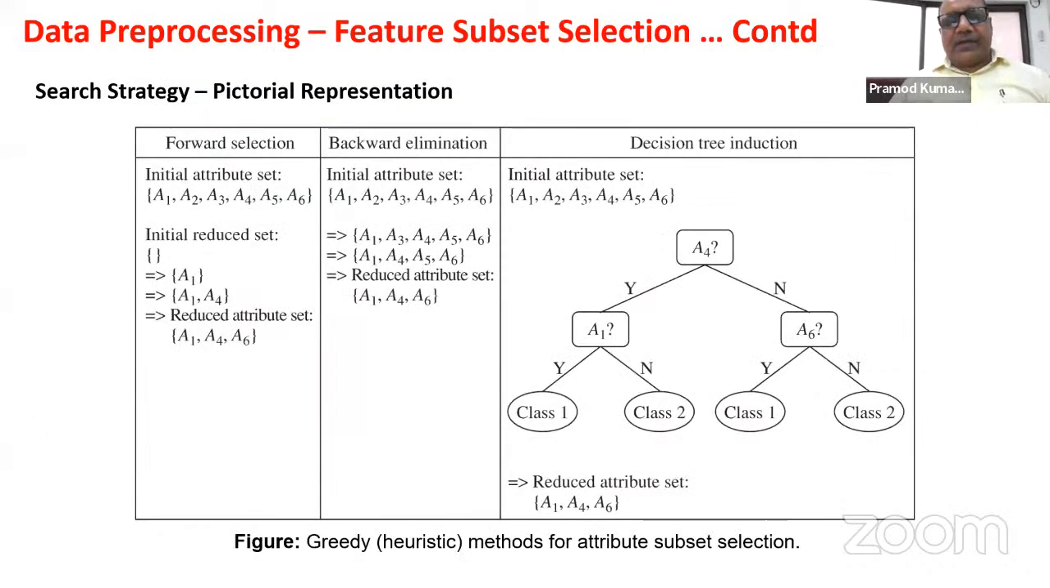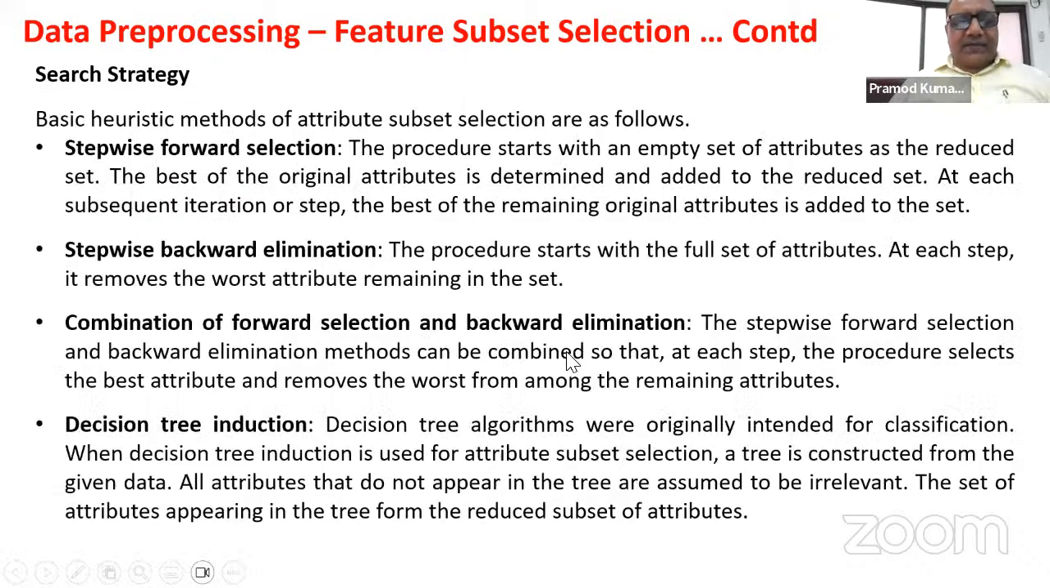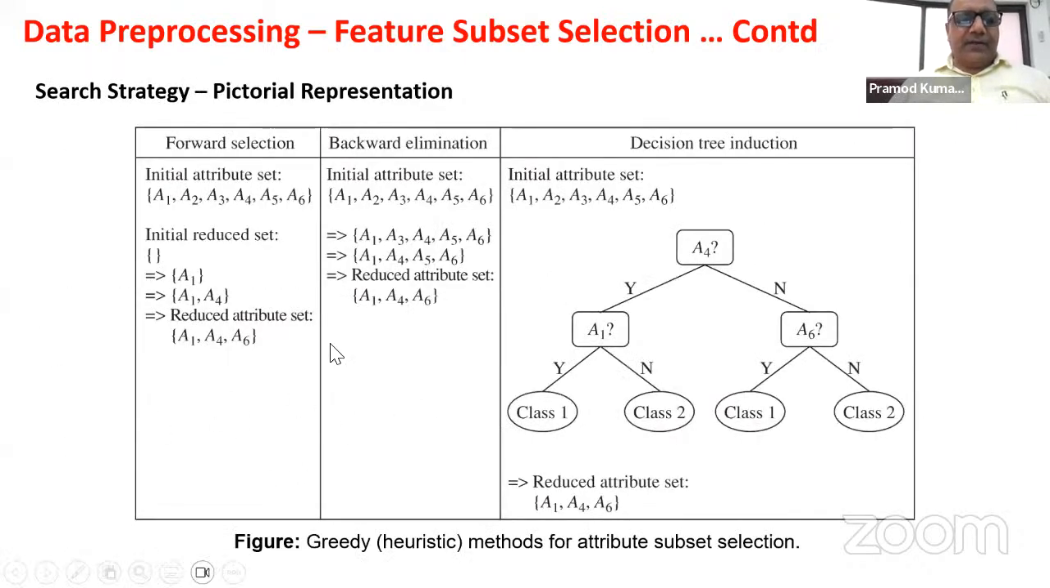So let us take it by an example. It will be more clear. I know by language the things are not that clear, so I have taken this figure. Suppose the initial attribute set consists of A1, A2, A3, A4, A5, A6, six attributes.